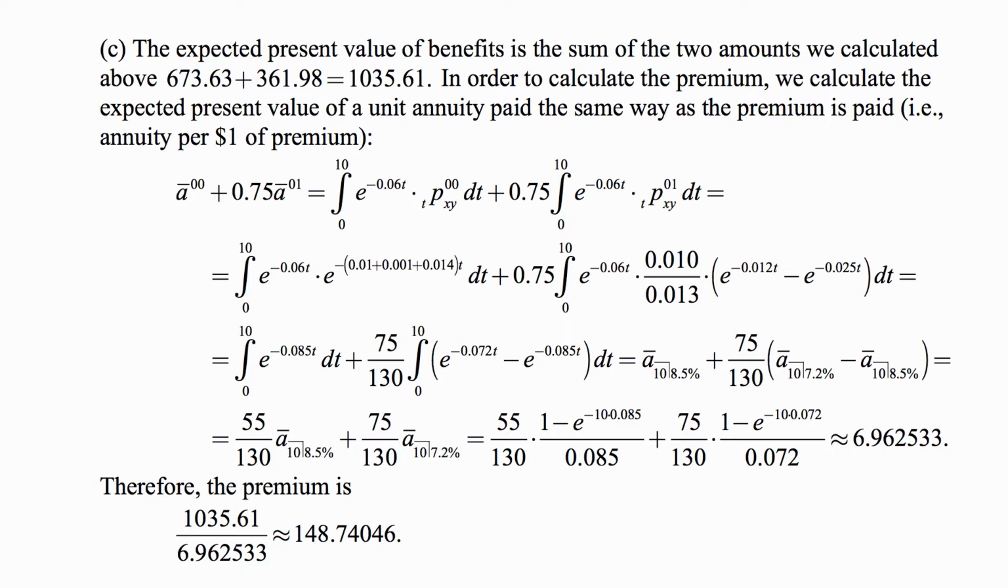For part C, the expected present value of benefits is the sum of the two amounts we calculated, which add up to 1,035.61 approximately. In order to calculate the premium, we calculate the expected present value of a unit annuity paid the same way as the premium is paid.